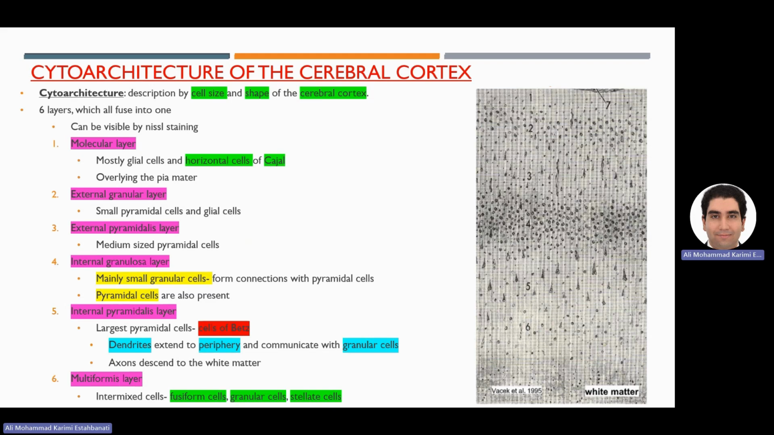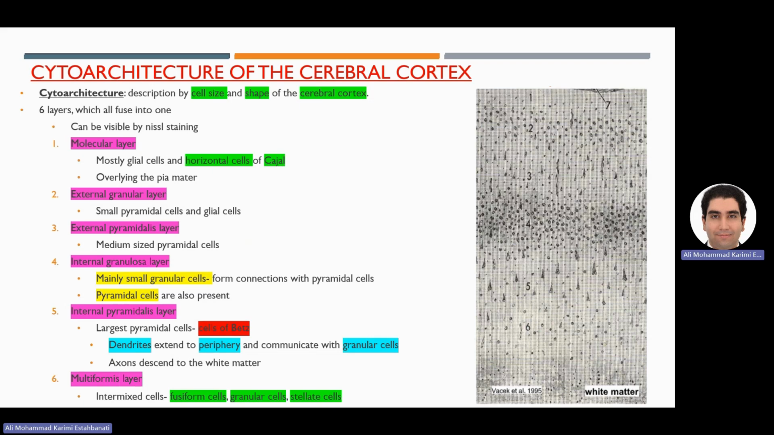Now, let's go back to the division. It's divided into 6 different layers. The first layer being the molecular layer, then the 2 external, and then 2 internal, and finally the multiformis layer. The first external will be the external granular layer, then external pyramidal layer, and then again, going back to the first name, internal granular layer, internal pyramidal layer. So it's one way for you guys to memorize it.